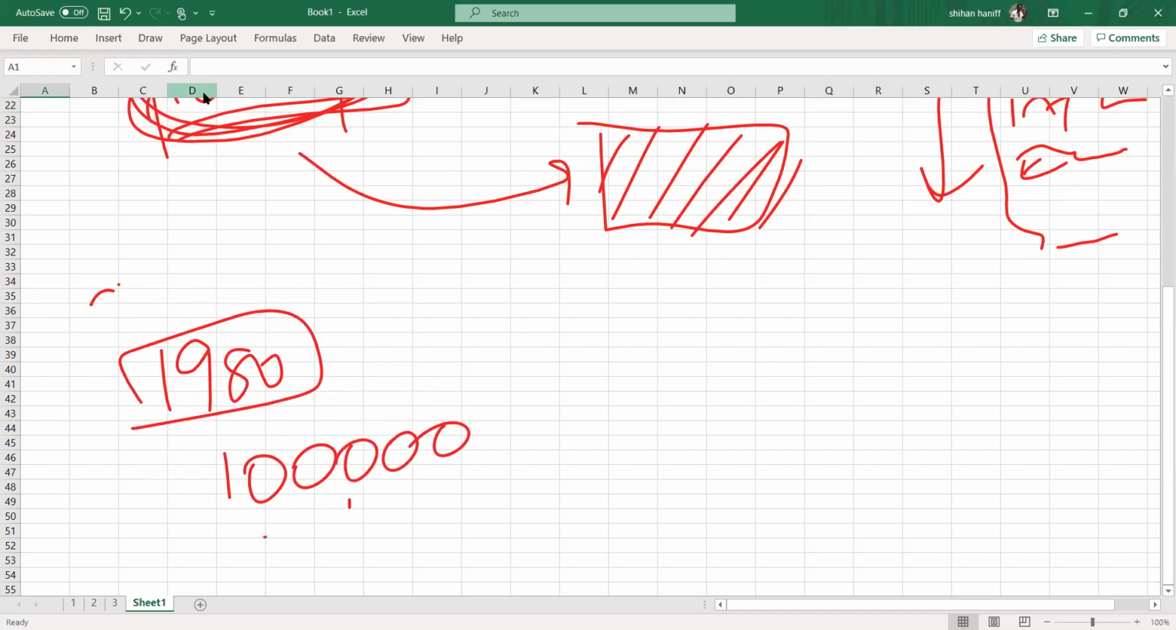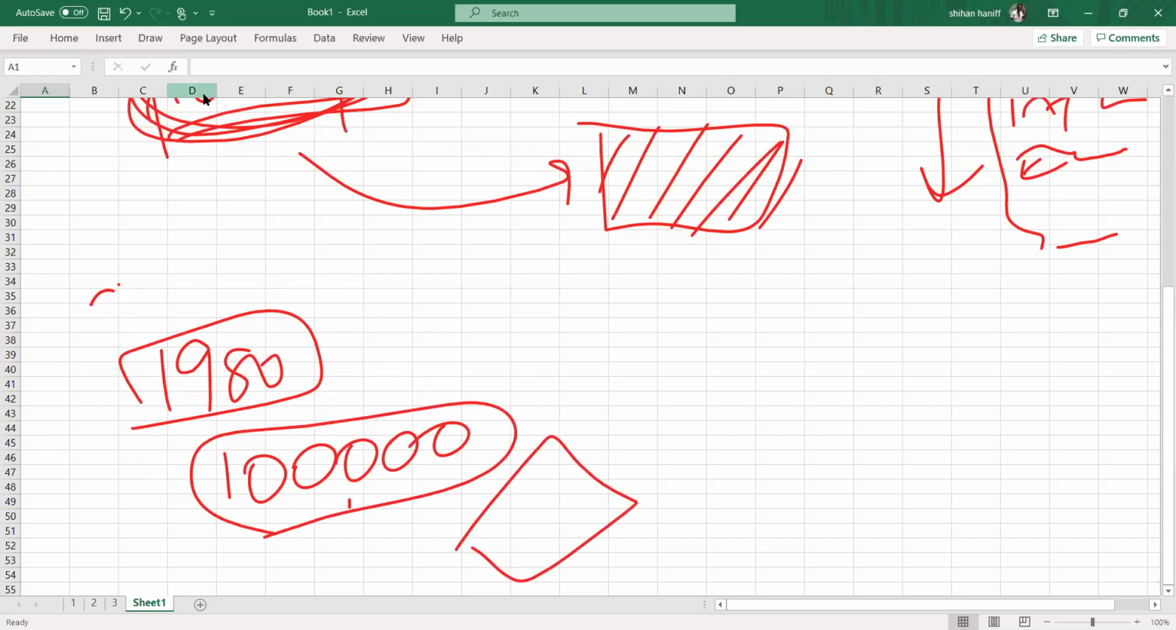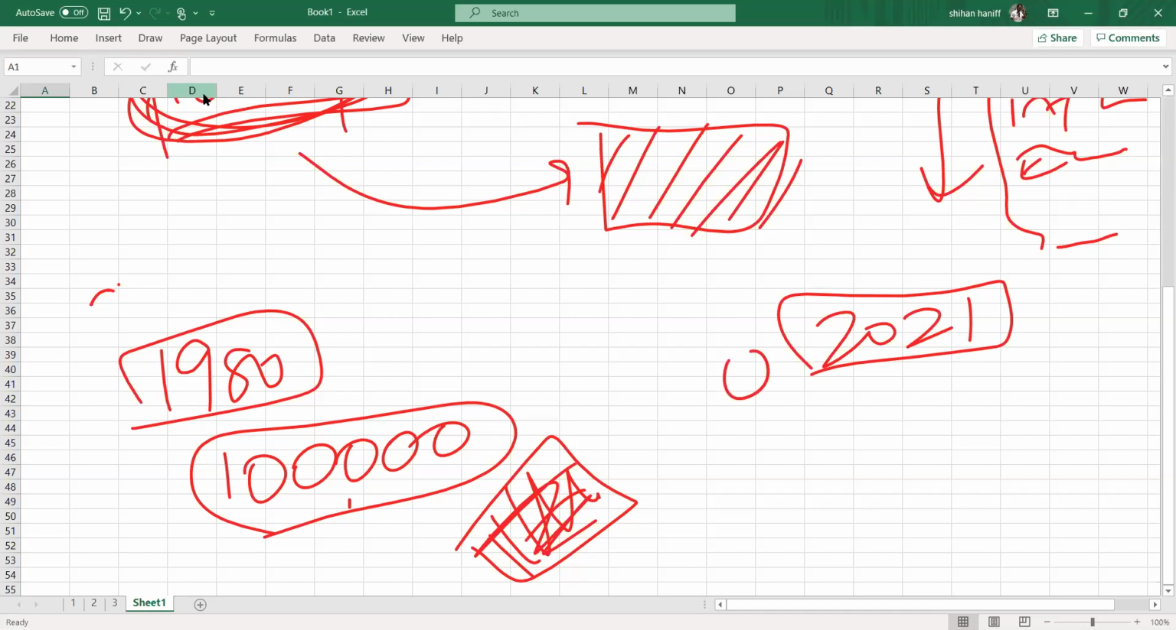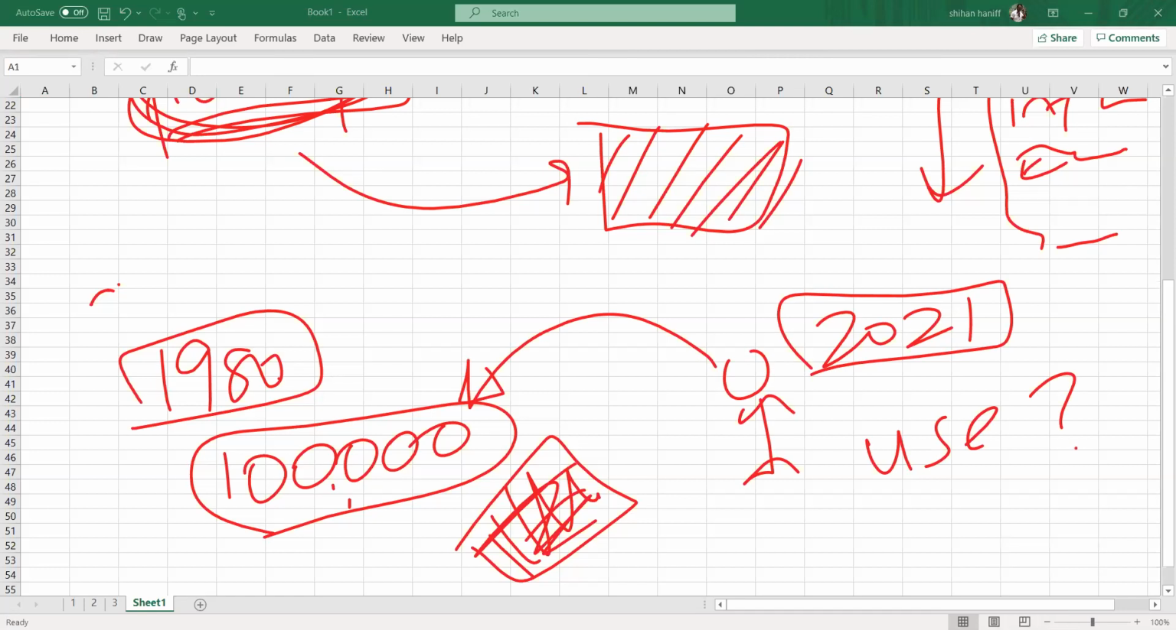What he did was keep it in a box. Now you are in 2021, and you find this 100,000. What is the use? In 1980, for 100,000, you could buy land, you could buy vehicles, you could do a lot of things. But now for 100,000, you can't do much.